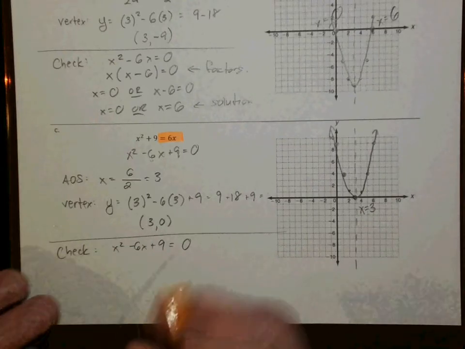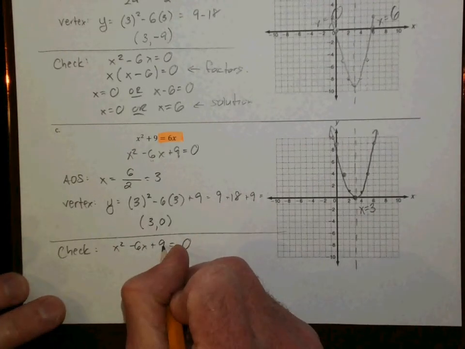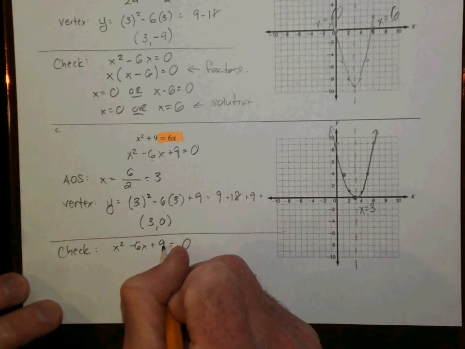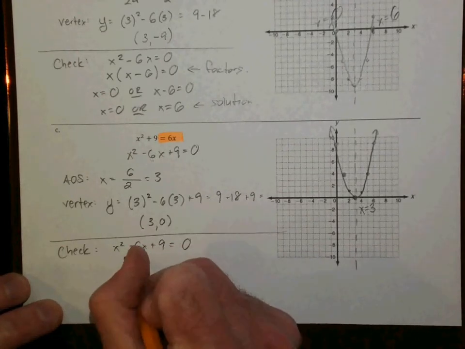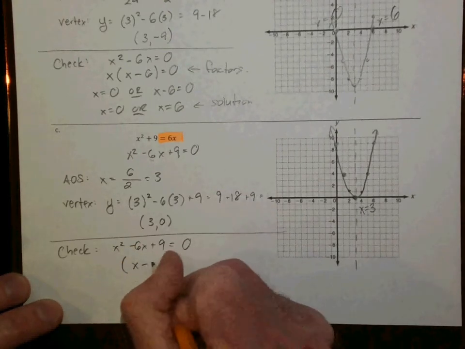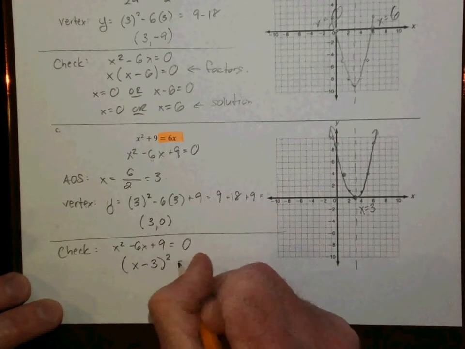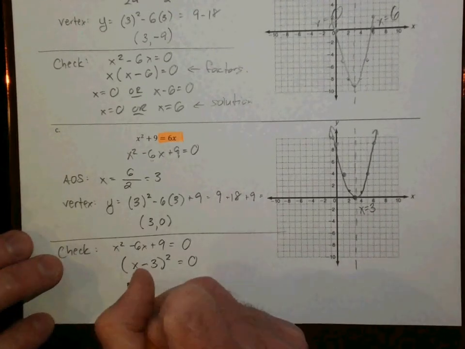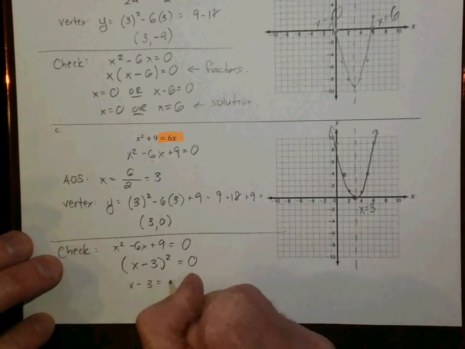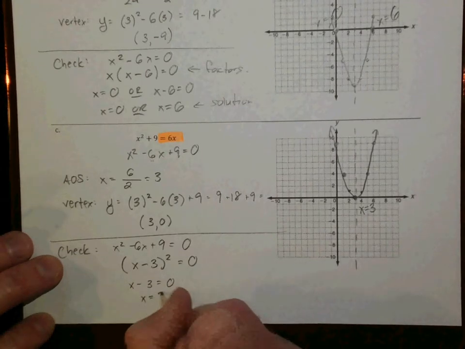And so you would say, hey, 9 is 3 squared. This middle number is 2 times negative 3. This factors as (x minus 3) quantity squared is equal to 0. And then if you wanted to solve it, you would set the factor x minus 3 equal to 0, so x is equal to 3.